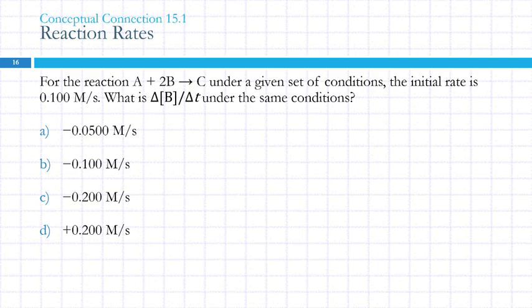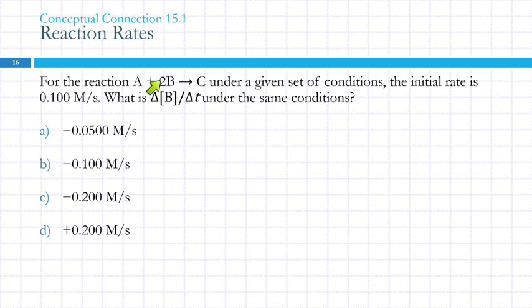So your book also has what it calls conceptual connection problems. And these are ones that we should be able to do without a calculator. There might be a little bit of math we have to do in our heads, but not much. So it's, do we understand the concept? So looking at this reaction, A plus 2B goes to C, under a specific set of conditions, we don't need to know what it is, the initial rate is 0.1 molarity per second. So it's asking what's the change in B over the change in T under the same conditions?